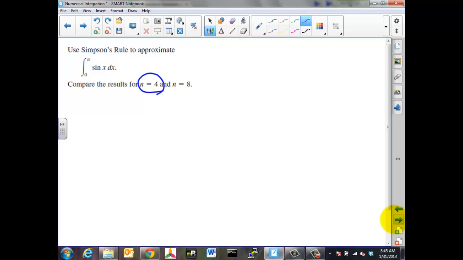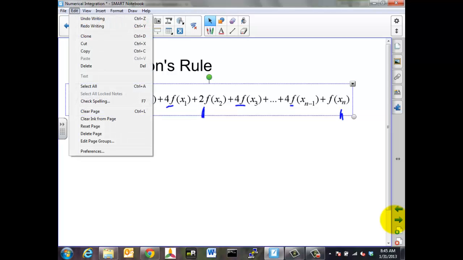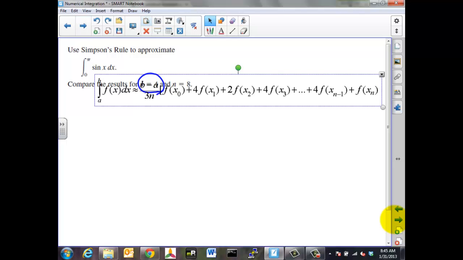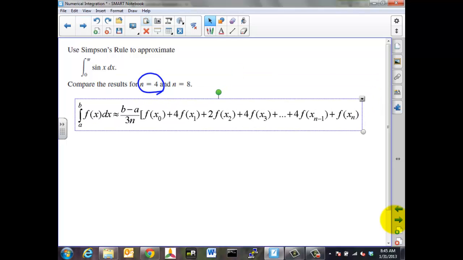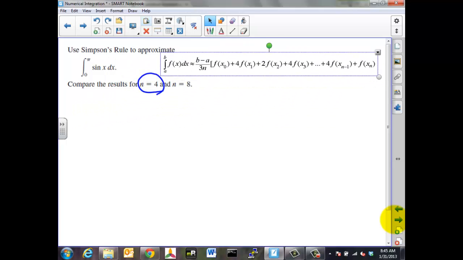Notice we don't have a picture this time. Okay? It says use Simpson's rule. So let's try to take this thing, edit, copy, come over here, and can we use this and just write it out without having to draw a picture here?